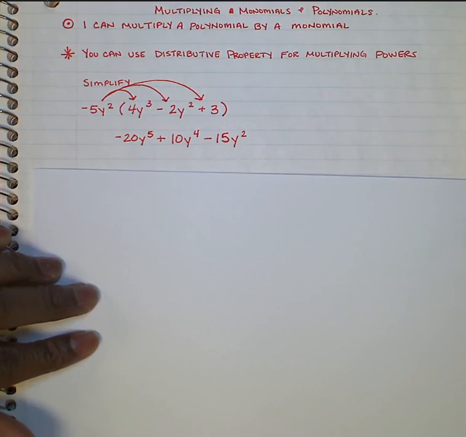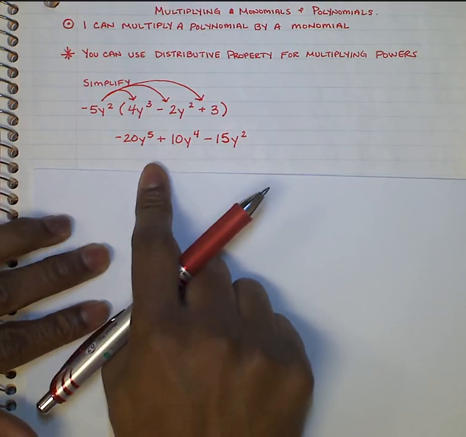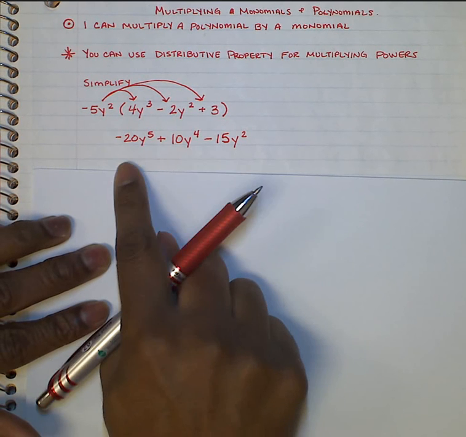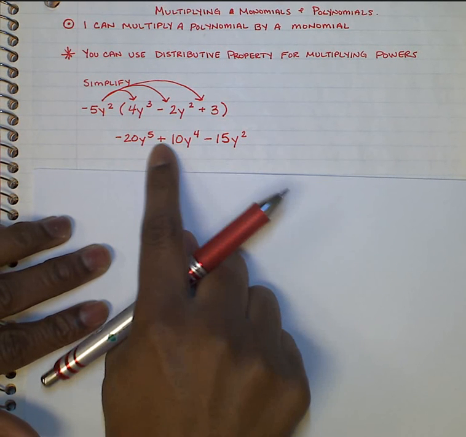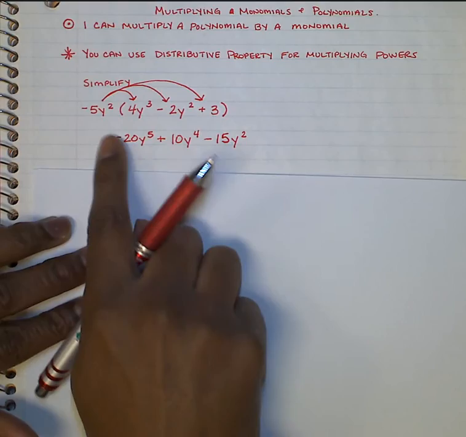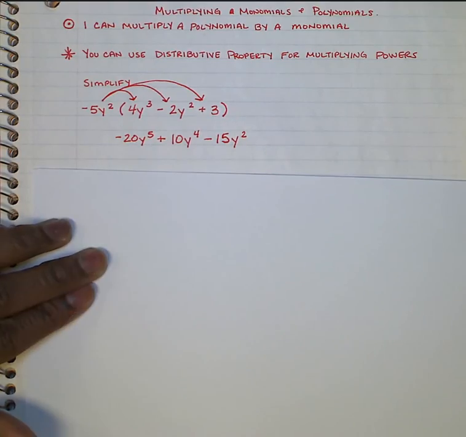So pretty simple really. Distribute, keep your exponent rules together, make sure you're paying attention to your signs, and that's it. At the end of our problems, we should double check that our answers are in standard form. That means it goes from the highest exponent down to the lowest exponent. Double check your signs, and that's it.